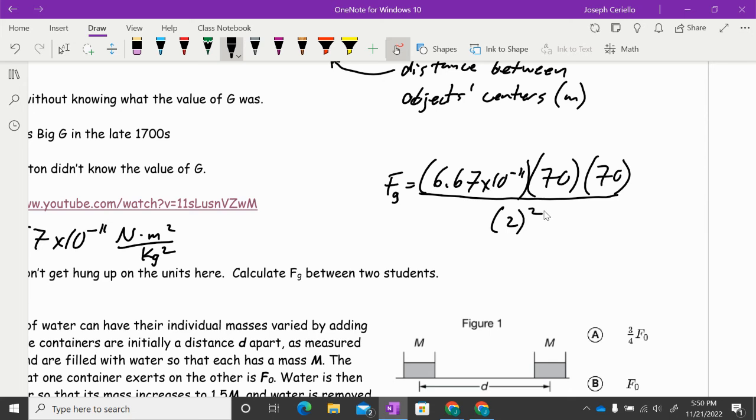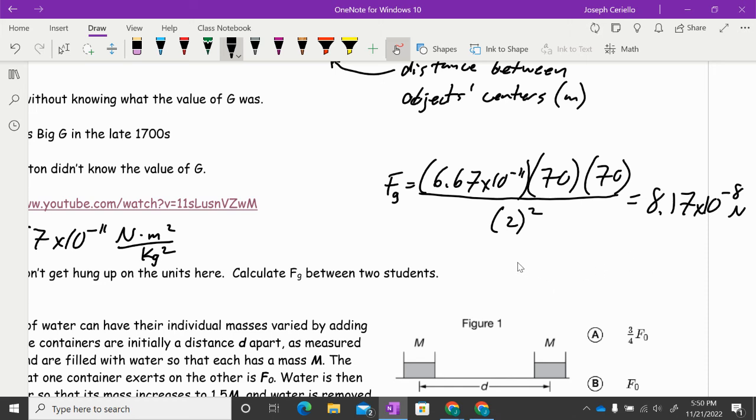So let's do, let me get my calculator out. 6.67. I'm doing this on my phone, so I can't really do it that well. The scientific notation times 70 times 70. So I'm getting 8.17 times 10 to the negative 8th newtons.